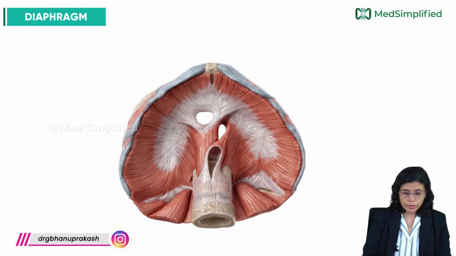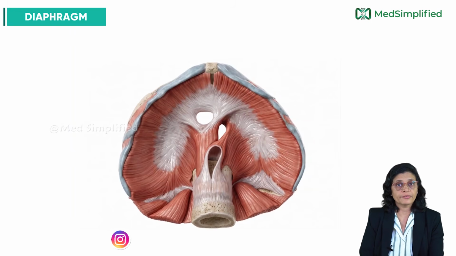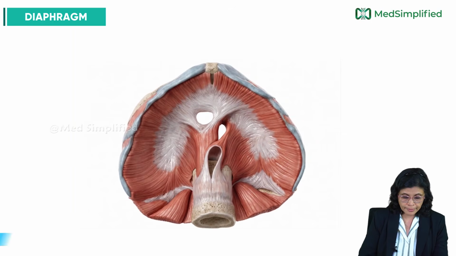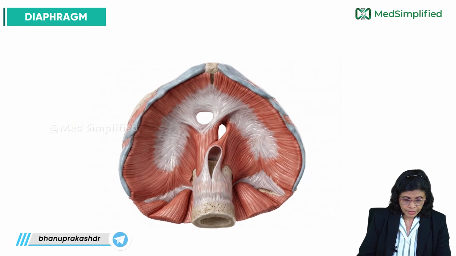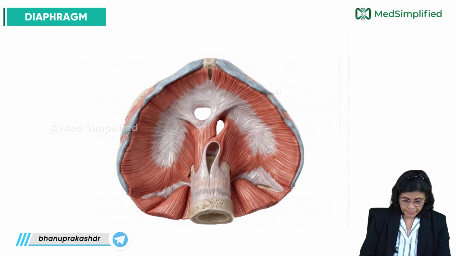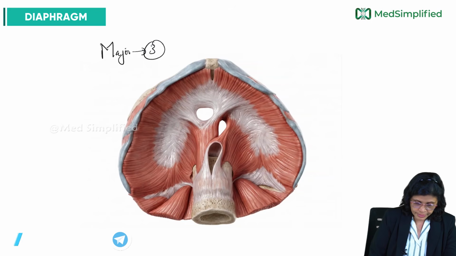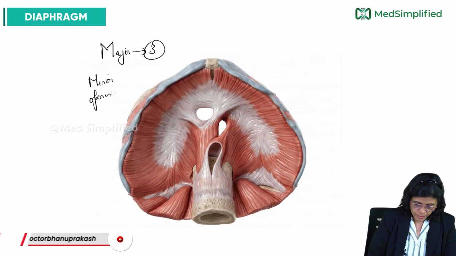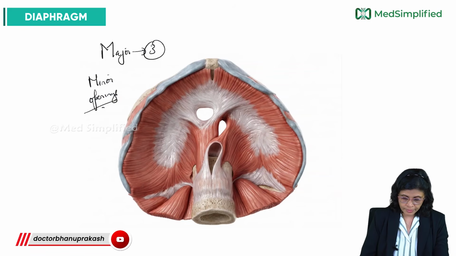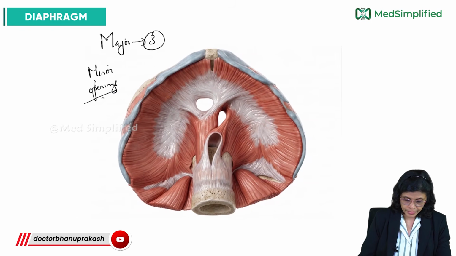Coming to the openings, the openings of the diaphragm are very important. It has major openings as well as minor openings. The major ones are 3 openings, and it has many small minor openings. We will look at the major openings first.